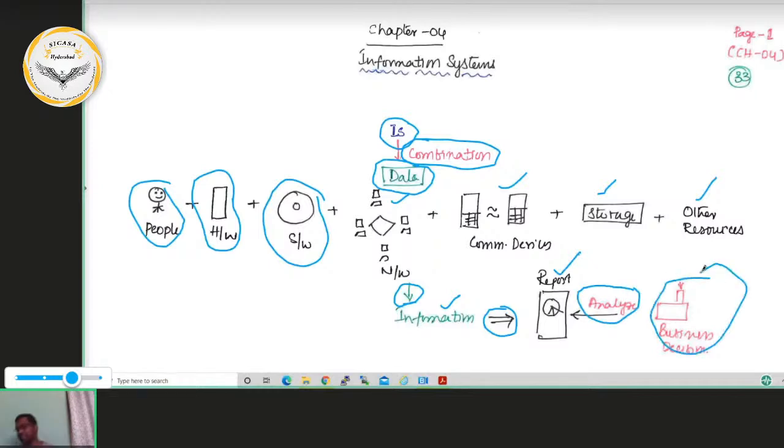So this is a standard definition of information system. What do you mean by information system? Information system is nothing but a combination of people, hardware, software, telecommunication networks, communication devices, storage devices, and other resources. Now, what does it do? It converts data into information, and this information is presented by way of a report, so that a business executive can analyze this data to take a business decision. This is a standard definition of information systems.